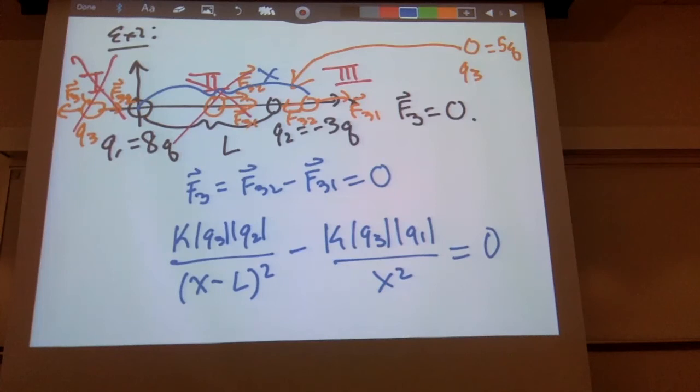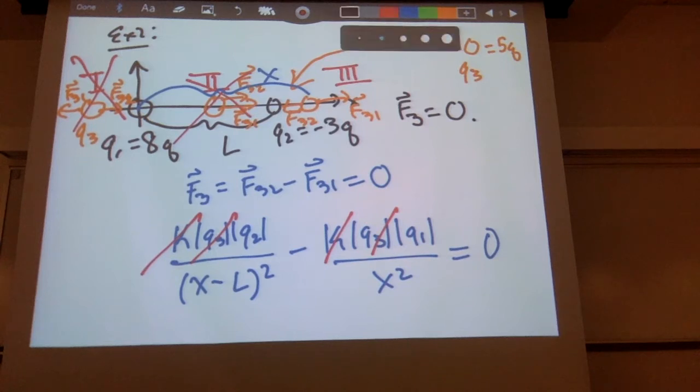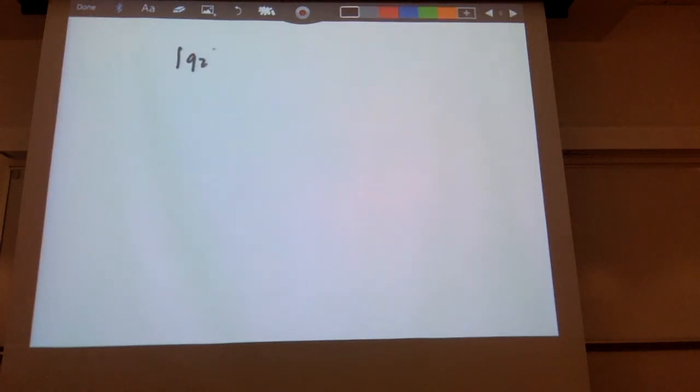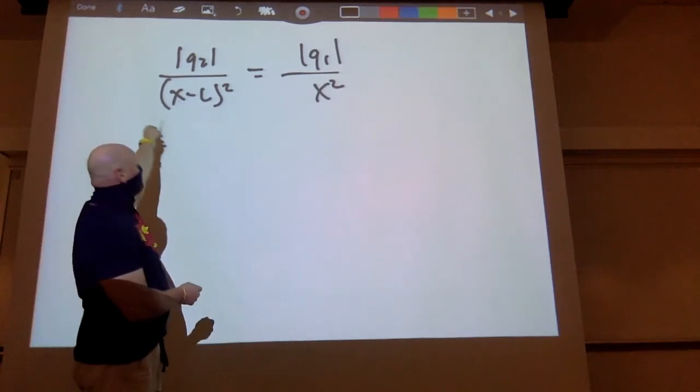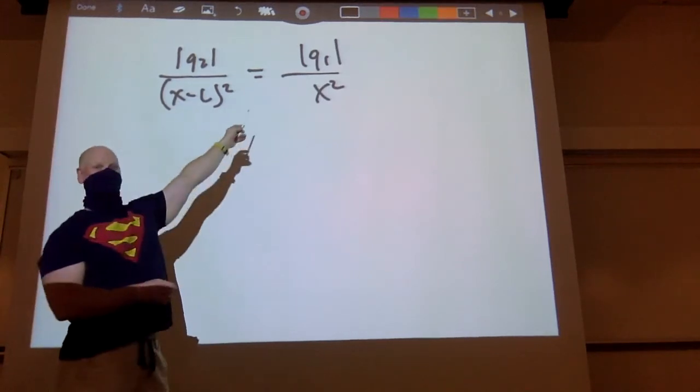Good. Now the other thing to notice is that K here is the same, so I can divide that through. Q3 is the same, so I can divide that through. So I'm then left with the magnitude of Q2 divided by x minus L, quantity squared, equal to the magnitude of Q1 divided by x squared. Okay? Now from here, there are two ways to do this. We can first cross multiply and then square this out, and then eventually we'd have to solve a quadratic equation.